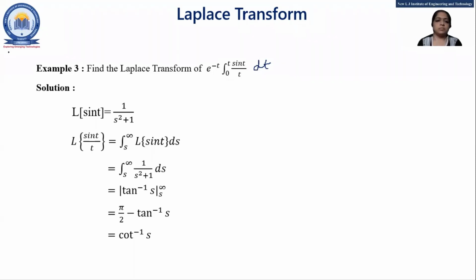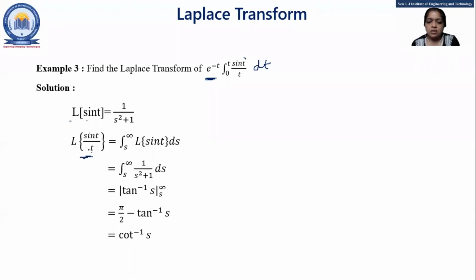Okay. So for this example, e raised to minus t is out of the integral, and our integral is sin t upon t only. So first we will find Laplace of sin t, that is 1 upon s square plus 1. Then we'll find Laplace of sin t upon t. Upon t is there, students.